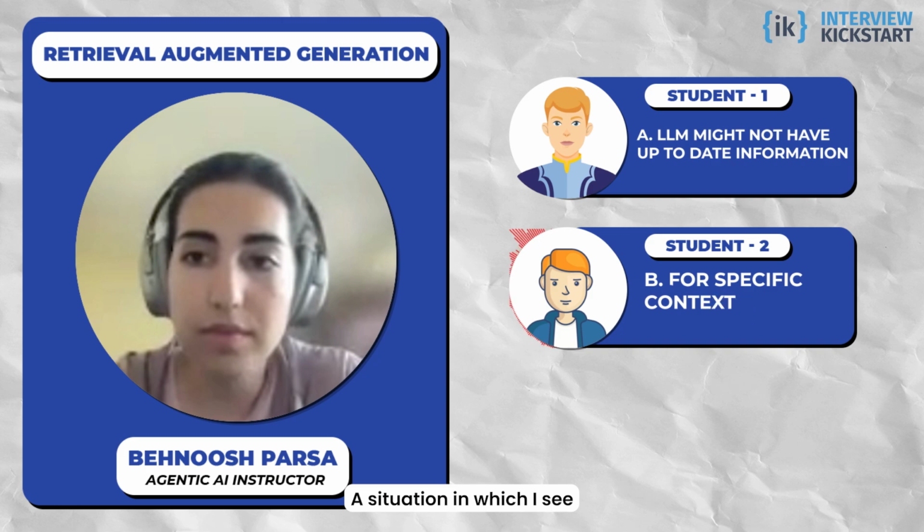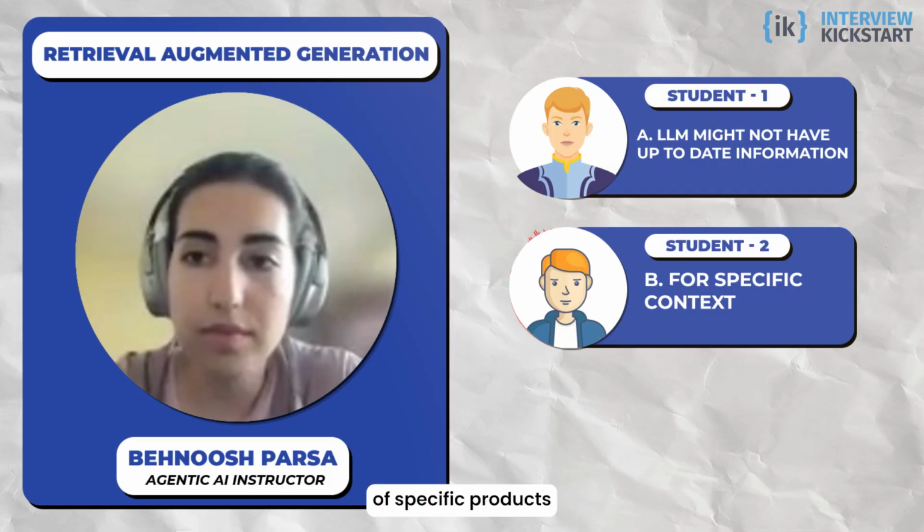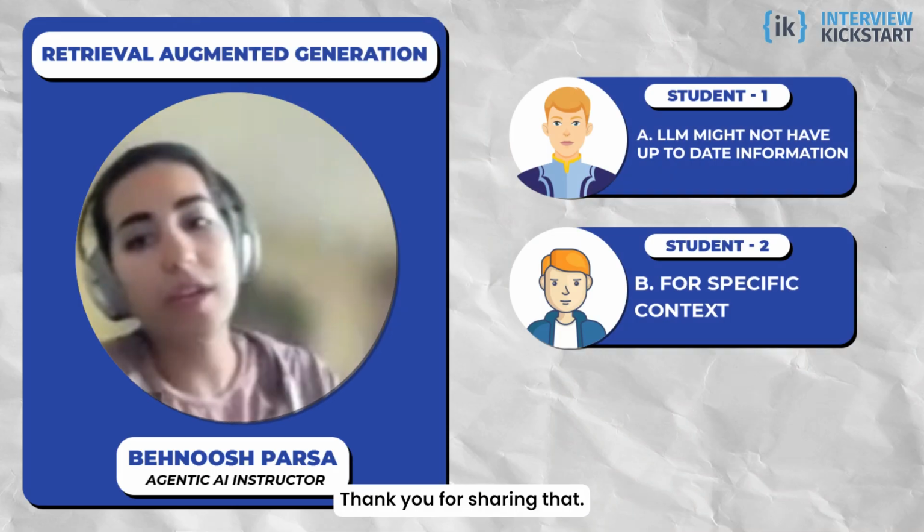A situation in which I see RAG being very relevant is, just like the gentleman before mentioned, the idea of specialized context. For example, if we have a chatbot that needs access to the information of specific products that belong to that specific customer or that specific company, using RAG to create the context of those products specifically would be ideal. Yeah, that's perfect. Thank you for sharing that.